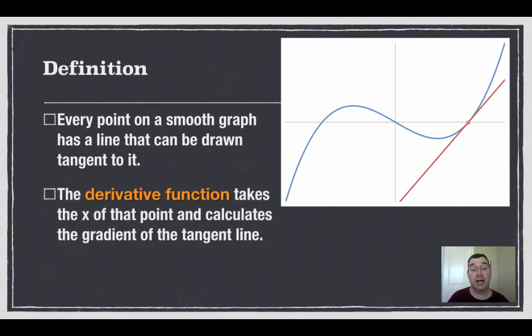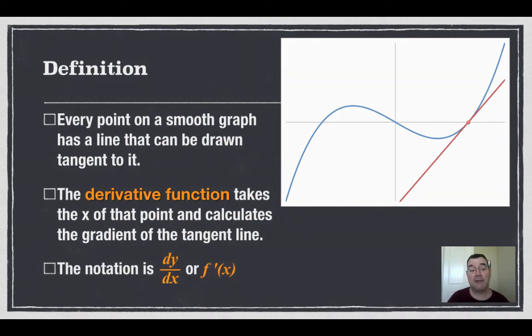What the derivative function does is it takes the x of any point that you might be on, and it calculates the slope or the gradient of that tangent line. Very, very cool stuff. It can tell you exactly how steep the curve is just by you inputting the x value of that point.